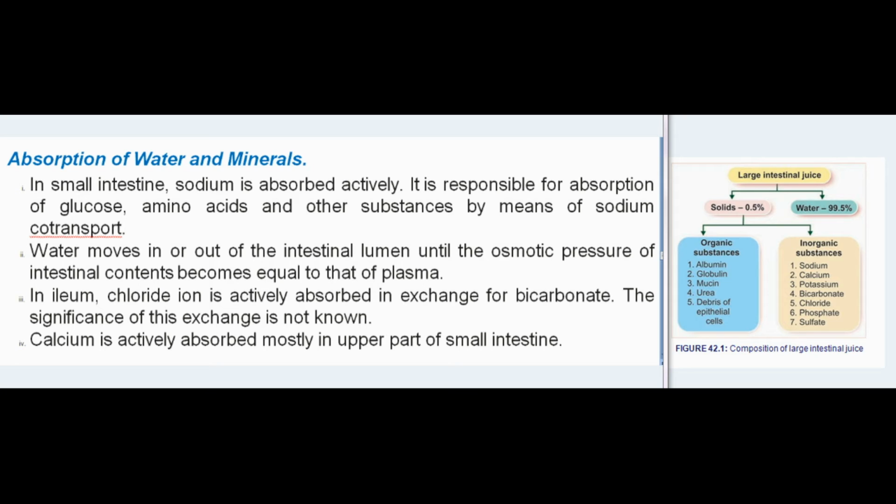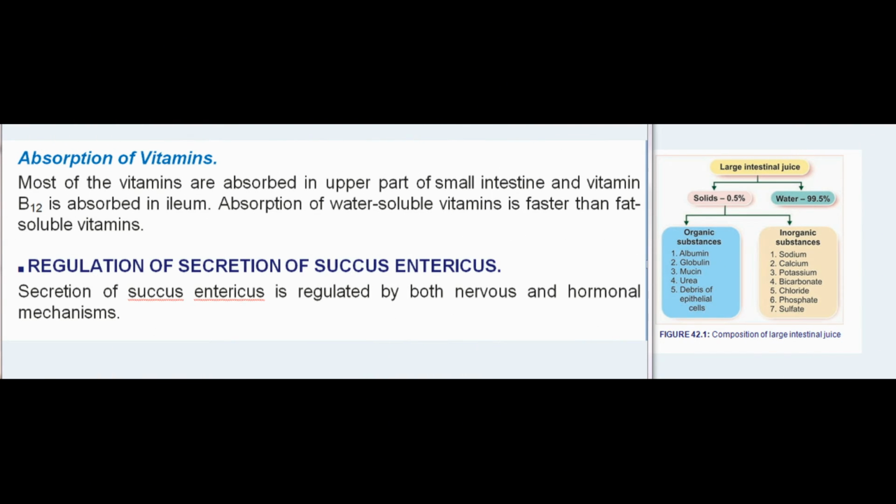Calcium is actively absorbed mostly in upper part of small intestine. Absorption of vitamins. Most of the vitamins are absorbed in upper part of small intestine and vitamin B12 is absorbed in ileum. Absorption of water-soluble vitamins is faster than fat-soluble vitamins.